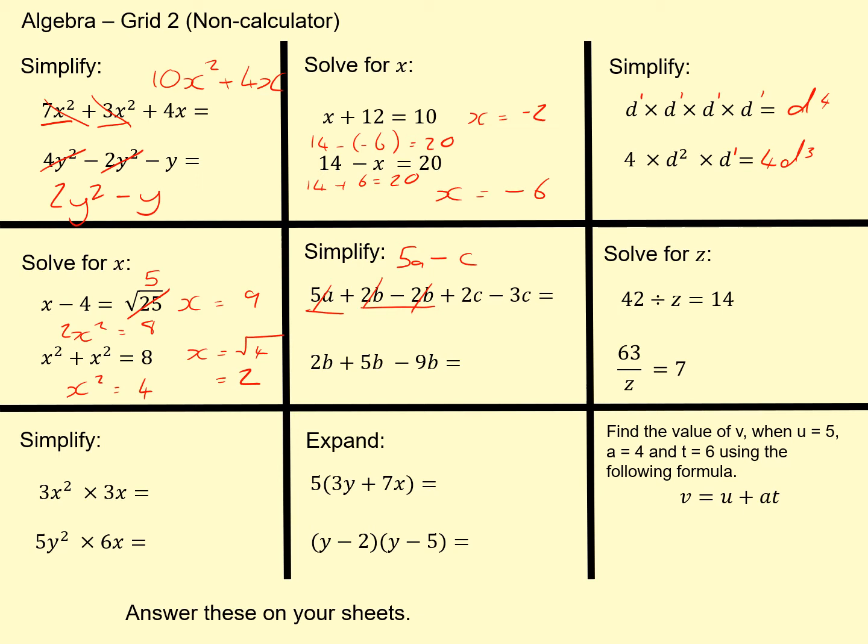Next one, 2b add 5b is 7b. If I have 7b and I take away 9b, that gets me minus 2b.